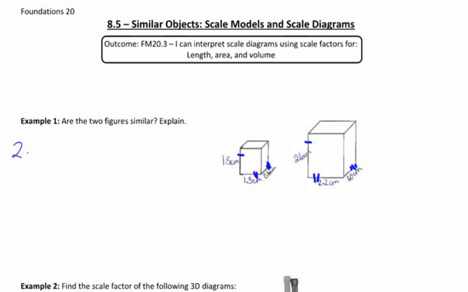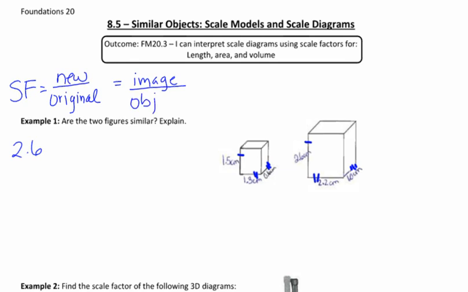So new over original, or image over your original object. So scale factor is new over the original, or if it helps to think of your image that you came up with after you applied it over the object that you scaled, either or. So this is my first shape and I scaled it to get this second shape. So this goes on top, 2.6 over the corresponding side of 1.5. When you divide those two, I get a scale factor of 1.7.